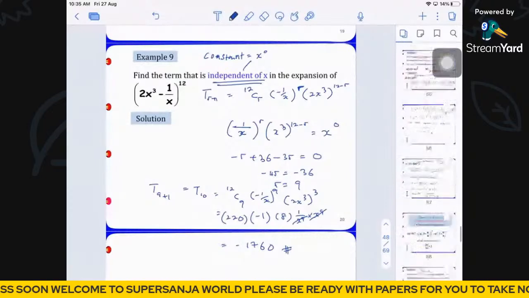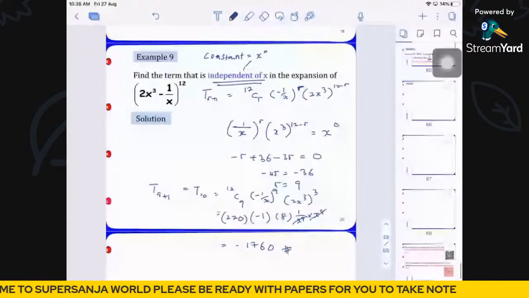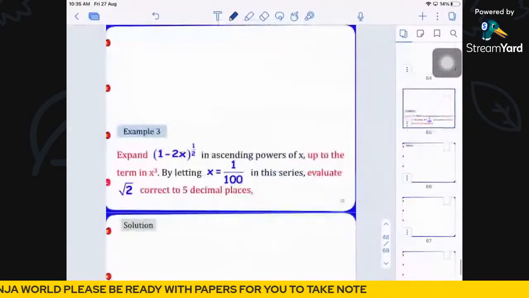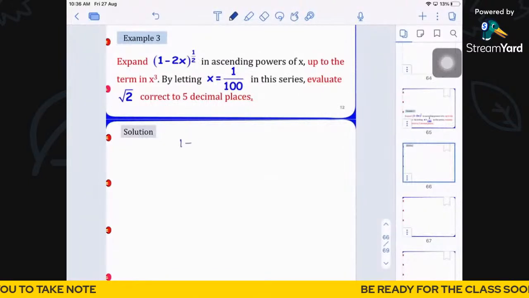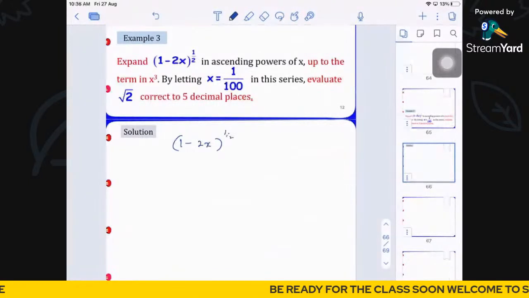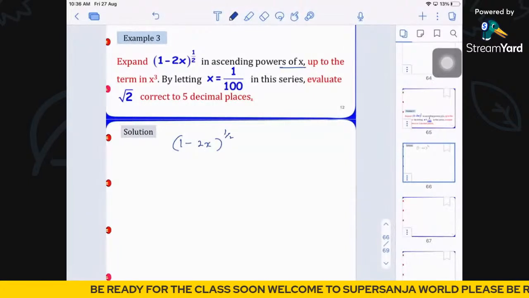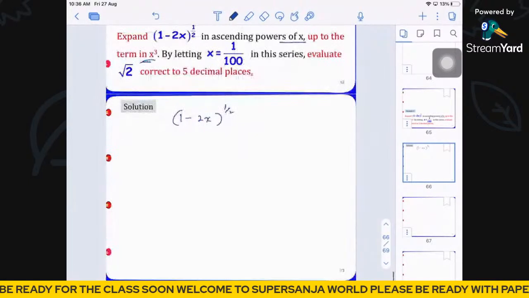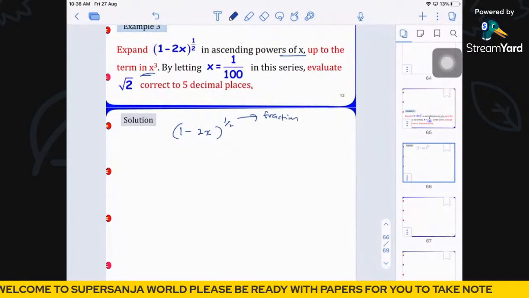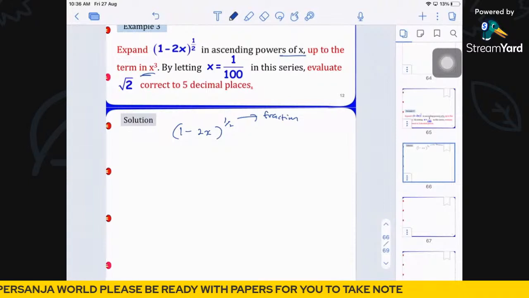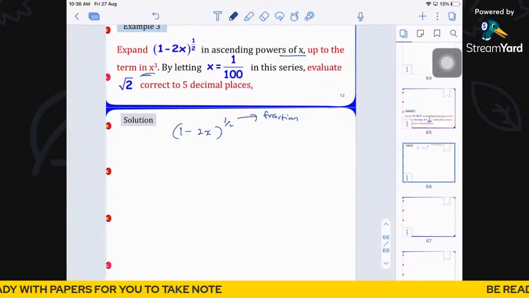Okay, let's go on some more without wasting much time. Let's see this type of question now. Example number 3: 1 minus 2x to the power of half, in ascending powers of x up to the term in x cubed. Let's expand. This is a fraction. Class, can I use nCr? Yes or no? No, so I have to use the factorial method.